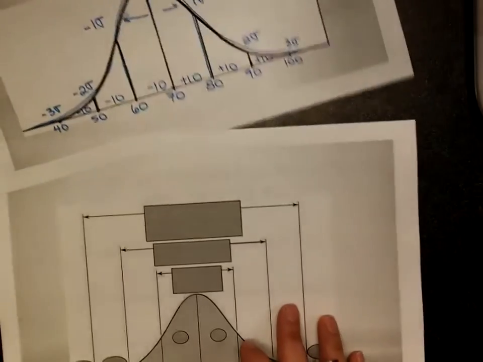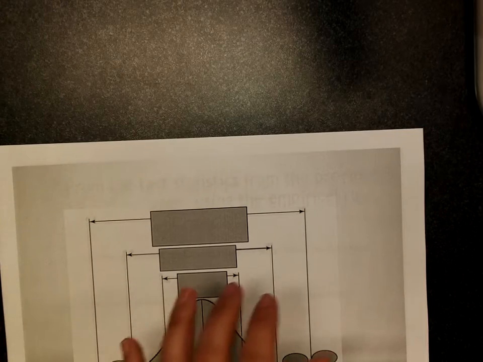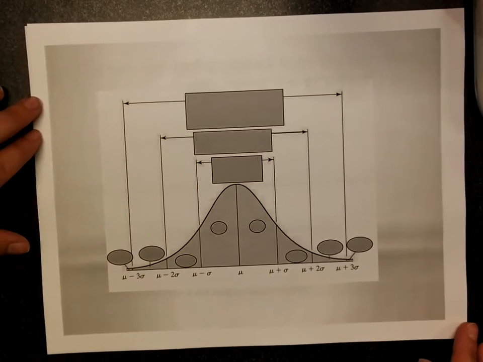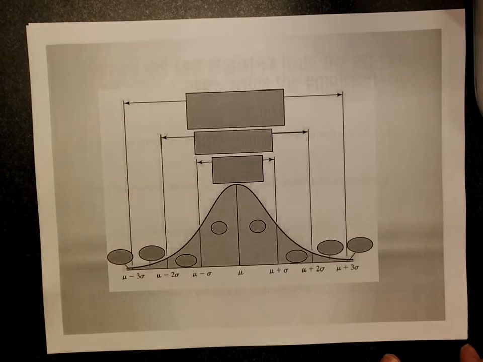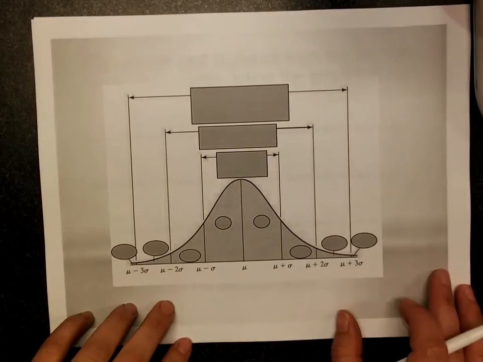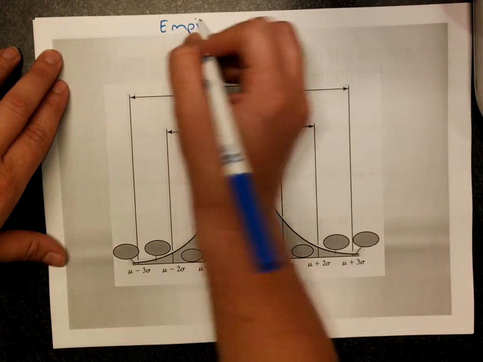All right, so your next slide has a bunch of empty boxes. And this can be a little confusing. So if you need to take a break, maybe pause, take a break, and then come back refreshed for this part of the video. This is very, very important. This is the empirical rule.